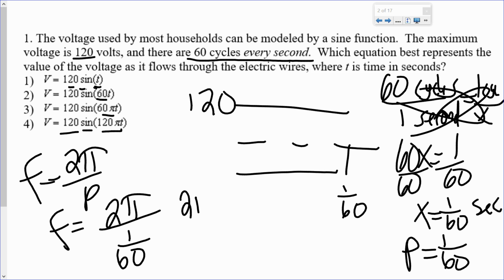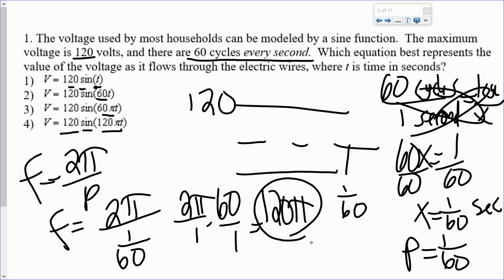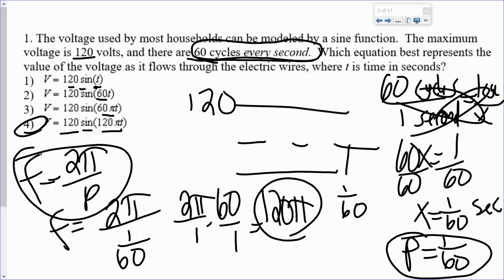To divide by a fraction, I keep change flip. I multiply by the reciprocal. And I get 120 pi. So my frequency is 120 pi. Choice 4 has got to be my answer. So again, if it's 60 cycles every second, that means the period, how long it takes to make one cycle, is 1/60. And from there, to use amp, sine, freq, x, shift, I find the frequency by doing 2 pi over the period, and that's all I need.